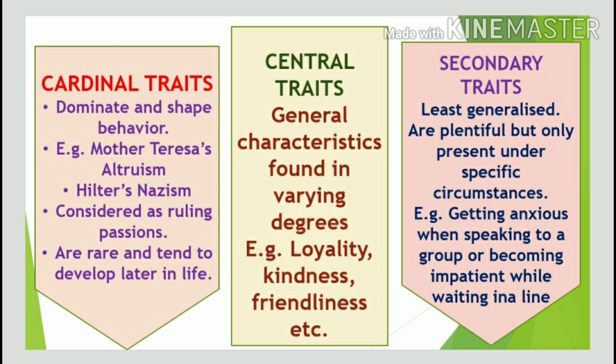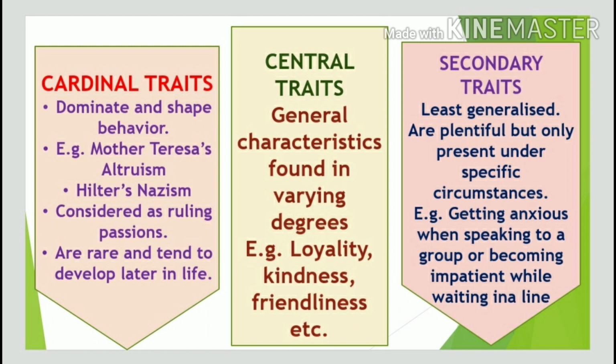And Hitler, he is still known for his Nazism. We still study about Nazism. And one more example we can take here is Mahatma Gandhi's non-violence. He is still known for his non-violent behavior, his non-violent trait. Alright, so that's why they are considered an individual's ruling passions. They are collectively known as individuals' master control.